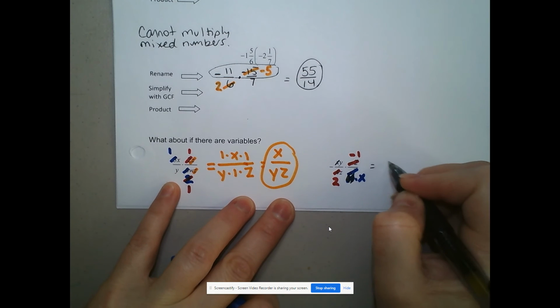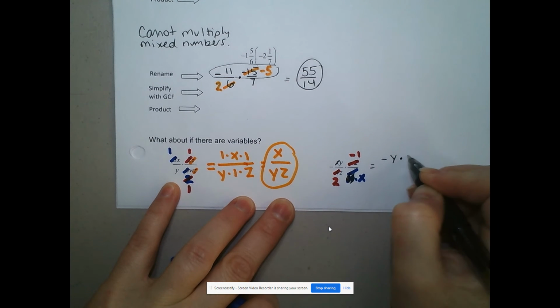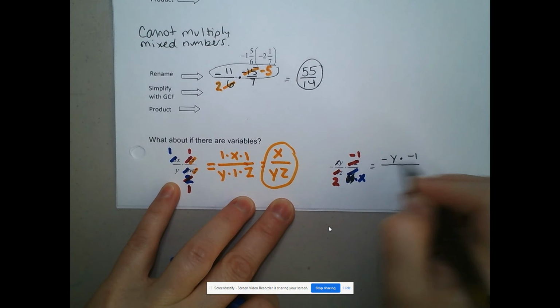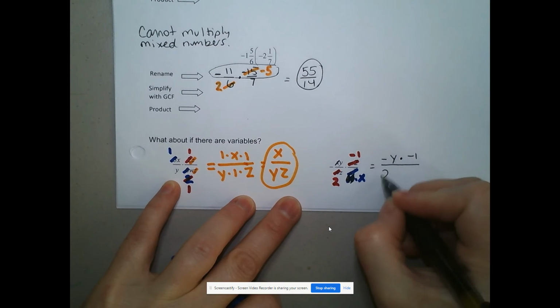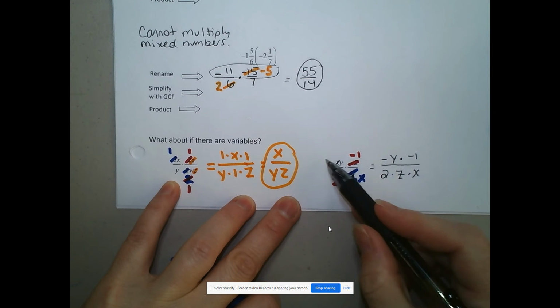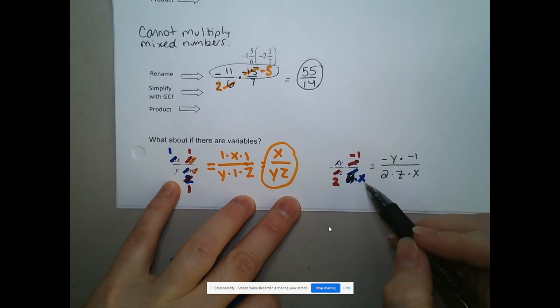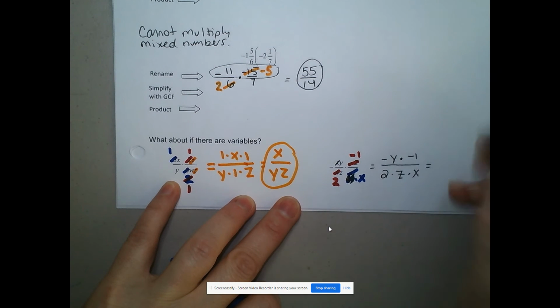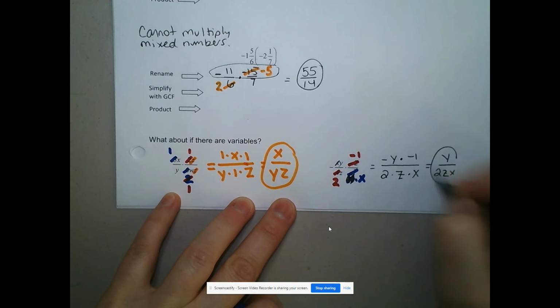So I've got a negative y times, and I've still got a negative 1. Notice the two negatives still represented. I've got a 2, I've got a z, and I've got a single x left over. I'm just collecting what I have left in the numerator, collecting what I have left in the denominator. The negative times the negative is positive, and y times 1 is y. 2 times z times x, that's literally what you're going to write, 2zx, and you would be done.